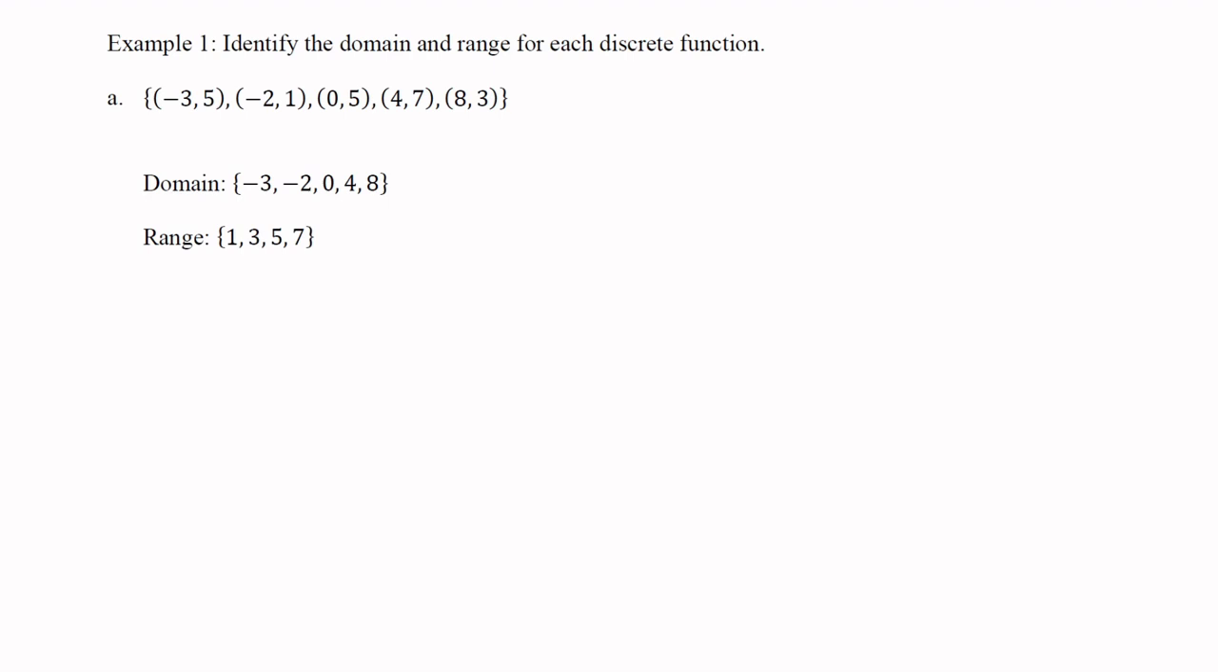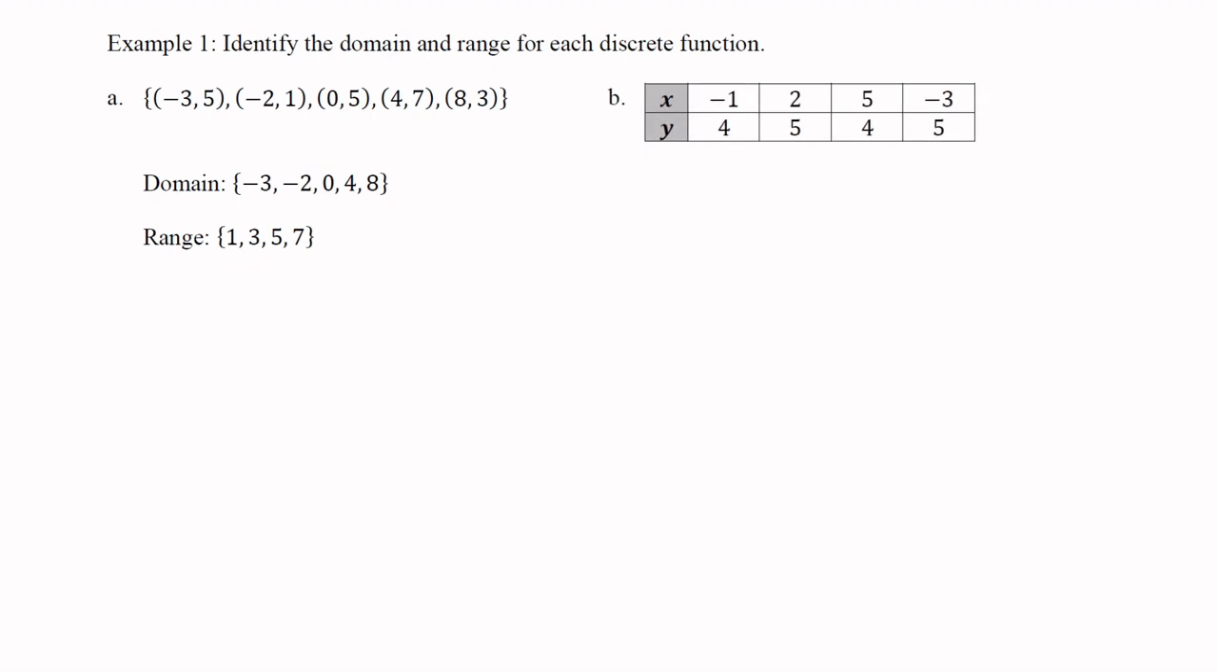You do not have to write your range values in the same order as your domain values, in the order that the ordered pairs are in. All you have to do is list the values. And again, it is good practice to go from most negative to most positive. Write them in numerical order.